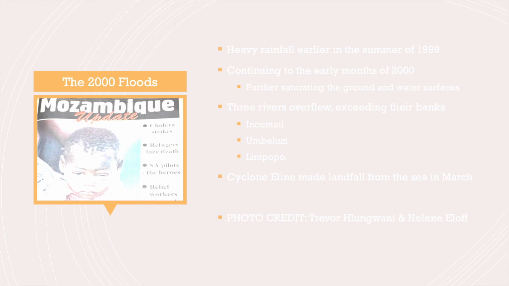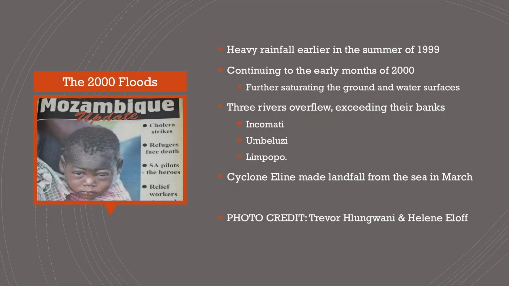To understand how these floods occurred, we must go back in time to 1999. Mozambique saw heavy rainfall in the summer of 1999 between the months of October and November. Following that, in the early months of 2000, January and February, the country witnessed another period of heavy rains due to tropical storms. This further saturated the land and water surfaces. Three rivers overflew as a result, exceeding their banks. These rivers were the Nkimari, the Mbelozi, and the Limpopo.